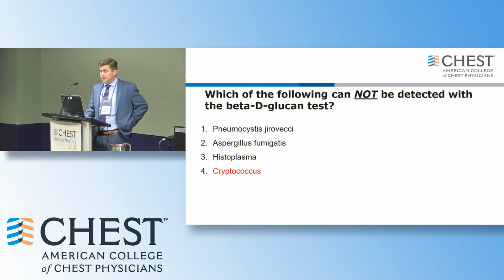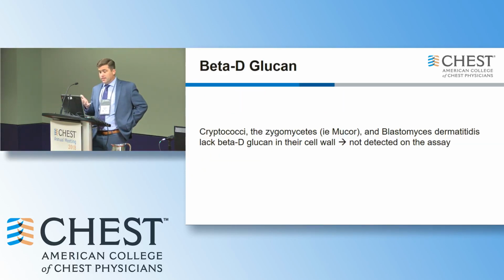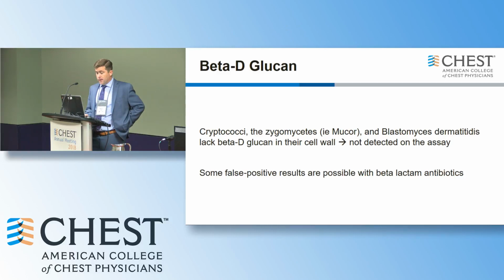Cryptococcus, indeed, is not detected. So of all the pan-detected beta-D-glucan, it is present in pneumocystis, as I said already. Aspergillus, as we could have seen in this case if we tested it. Histoplasma, it is. The ones that are absent of beta-D-glucan in their cell wall are the cryptococcus, the zygomycetes like mucor, and also blastomycosis. So those ones it would not be positive in. Remember also that there are some false positives with the beta-D-glucan test, and specifically beta-lactam antibiotics have been seen to do that.